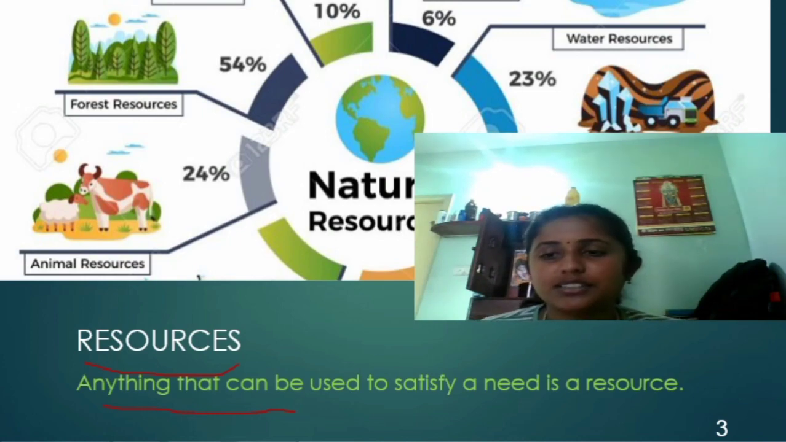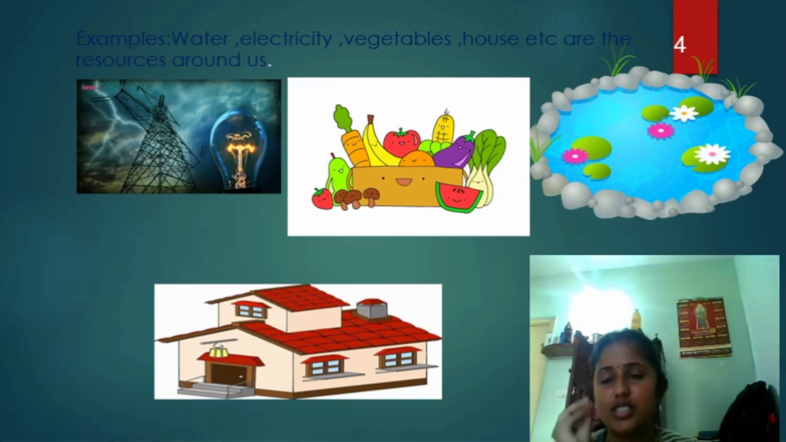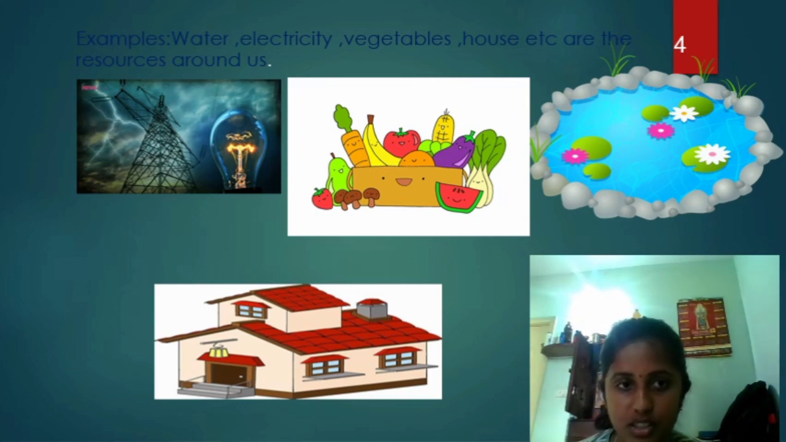Resources can be classified into many types. Before that, first we will be discussing natural resources. What are natural resources? That is nothing but what is directly available in nature. For example, I have examples of that: water, electricity, vegetables, house, etc. are the resources which are around us.